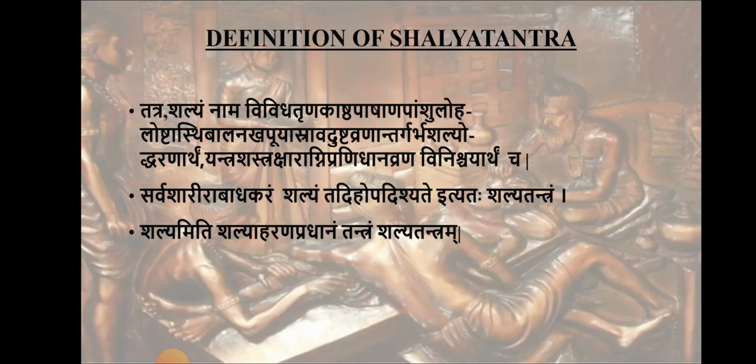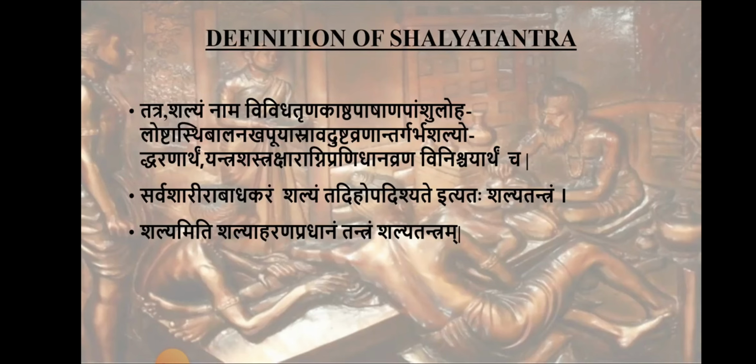When we take the Shalya Tantra definition, it can be divided into three parts. First is Vividha Trina Kashta Pashana Pamshu etc. Shalya Uddharanartham. That is, first we have to diagnose and then remove certain foreign bodies like Trina, Kashta, Pashana, Dushta Vrana, Antargarbha, etc. So Shalya Tantra is a branch of Ayurveda which deals with the diagnosis as well as the removal of these kinds of foreign bodies. The second part is Yantra Shastra Kshara Agni Pranidhana. That is, Yantra, Shastra, Kshara, Agni etc. are unique to Ayurveda, that is, to Shalya Tantra. So the usage of these Yantra, Shastra, Kshara, and Agni is told in this Shalya Tantra branch.